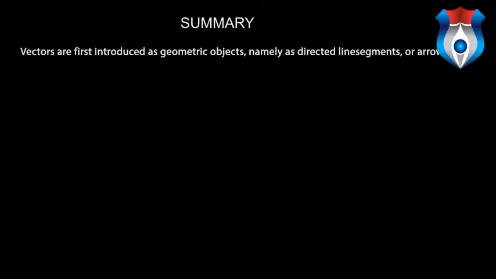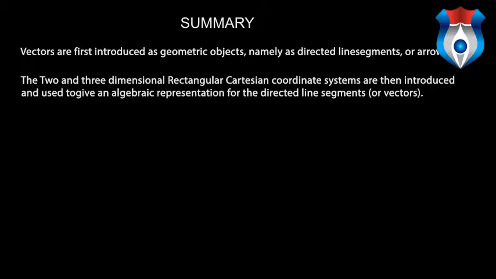Now, in the end, let us summarize what we have learnt in this lecture. Vectors are first introduced as geometric objects, namely as directed line segments or arrows. The 2 and 3-dimensional rectangular Cartesian coordinate systems are then introduced and used to give an algebraic representation for the directed line segments or vectors.